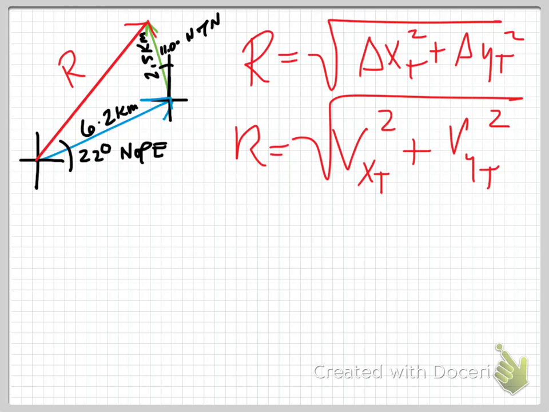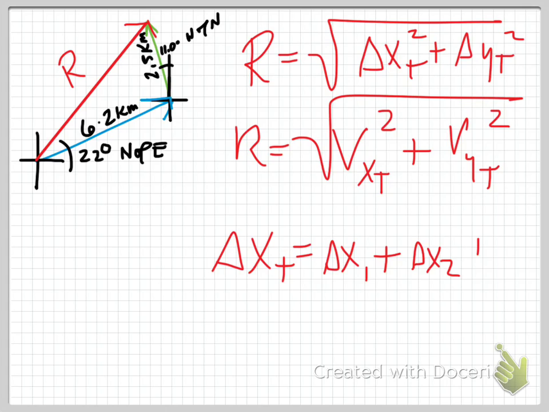And then what I tend to do is also write down this. I'll just stick with the deltas because it's easy. Delta x total equals delta x1 plus delta x2. You've got one in there right now that has a delta x3.